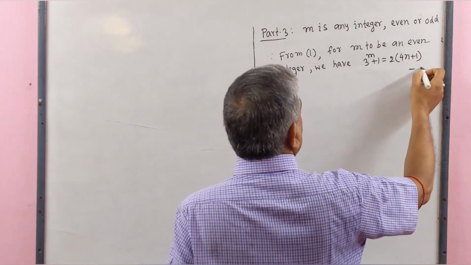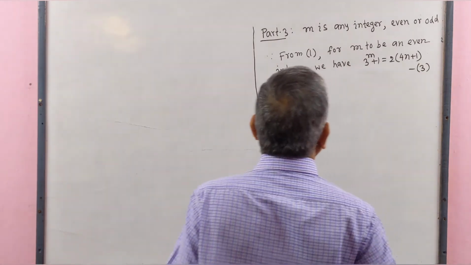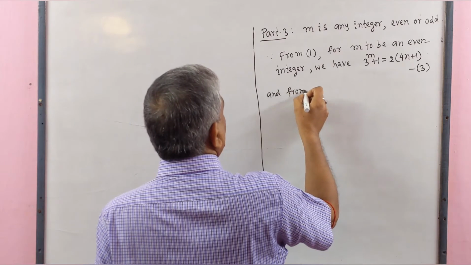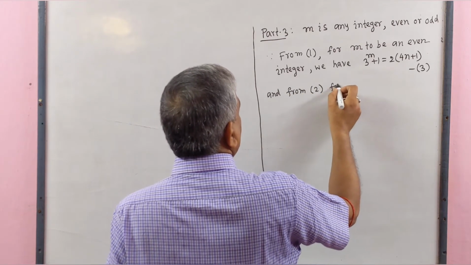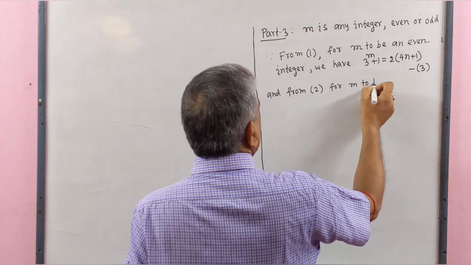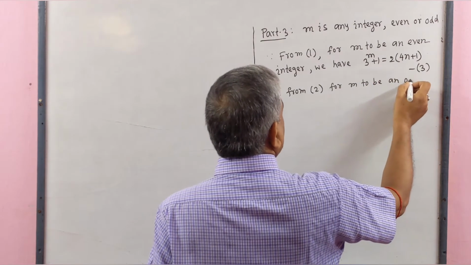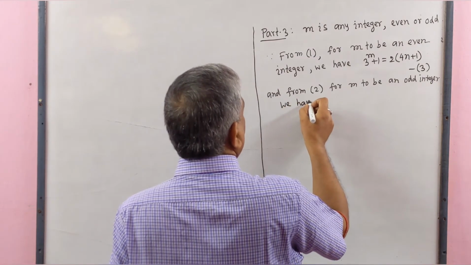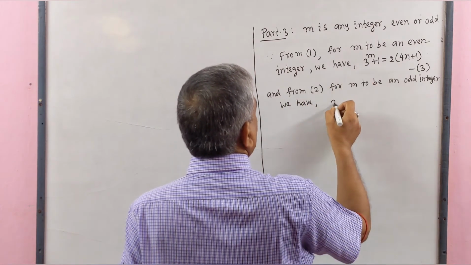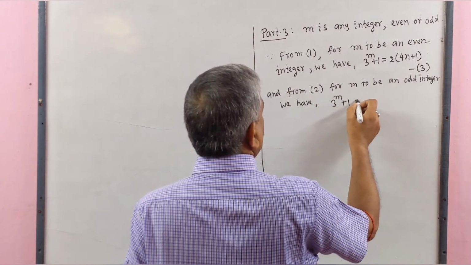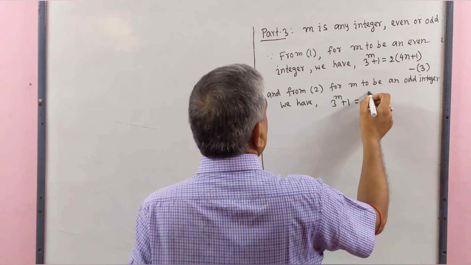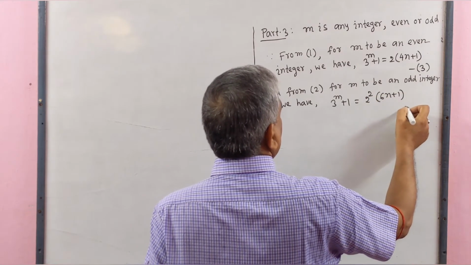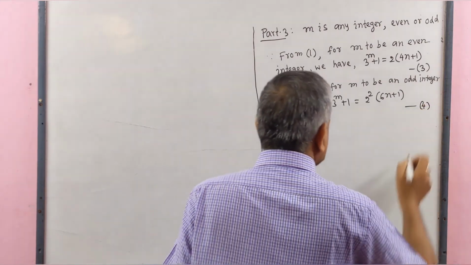Let us write this as number 3. And from 2, for m to be an odd integer, we have 3 to the power m plus 1 equals 2 square multiplied by (6n plus 1). Let this be number 4.